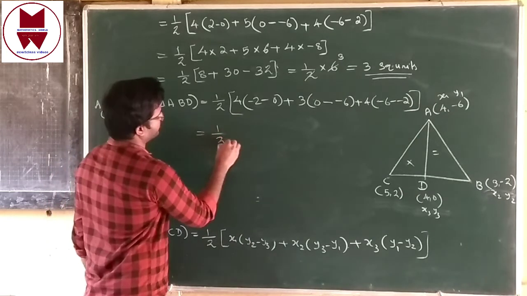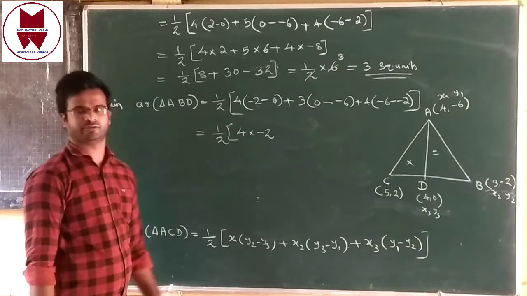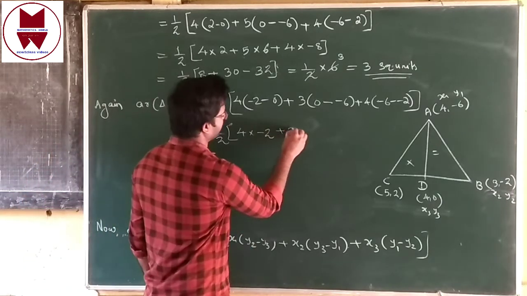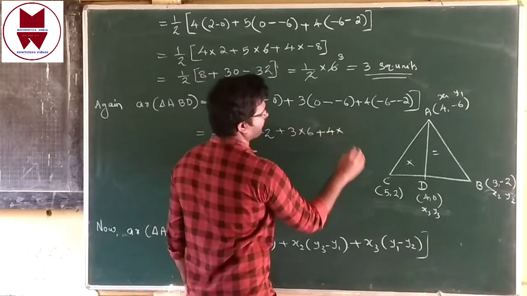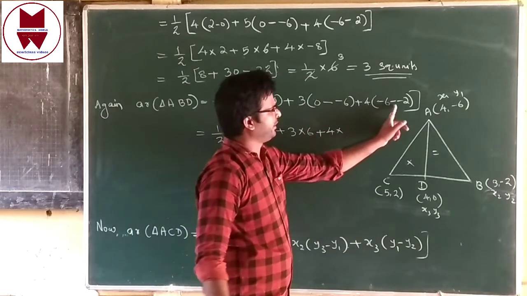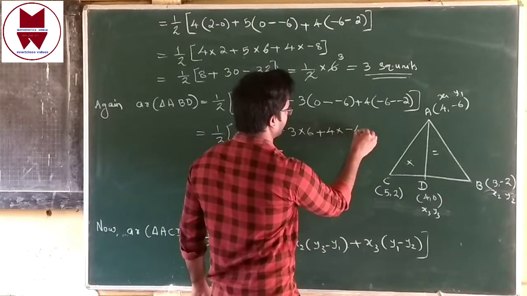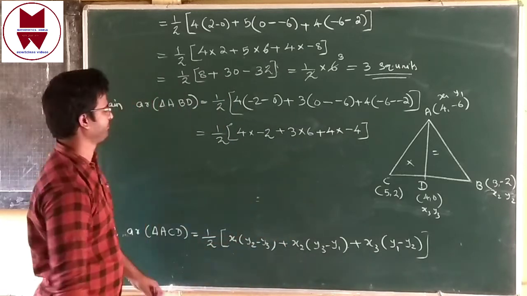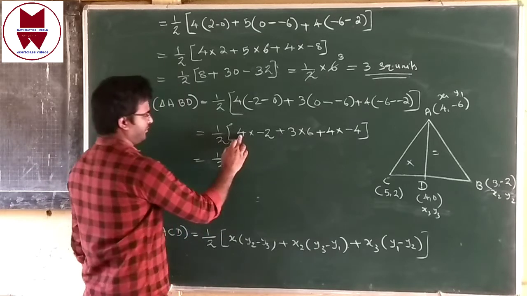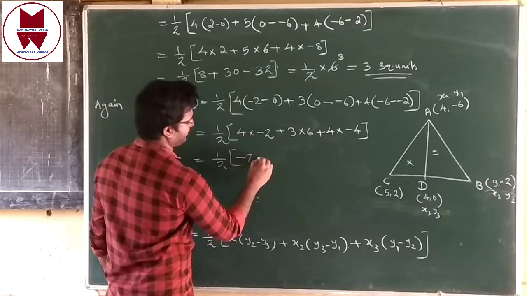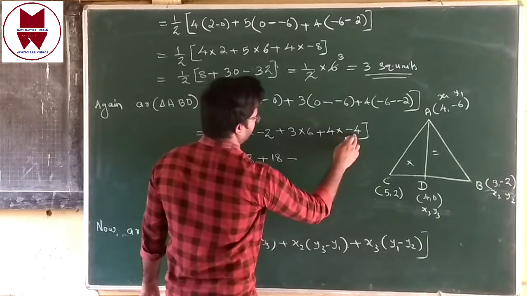Equal to 1 by 2. 4 into, in here, minus 2. Minus 2 minus 0, that will be minus 2. Plus 3 into minus plus 6. Then 4 into, in here what you will get? Then minus plus 2. Minus 6 plus 2 will be minus 4. 1 by 2. Then 4 into minus 2 minus 8 plus 3 into 6, 18. 4 into 4, 16.